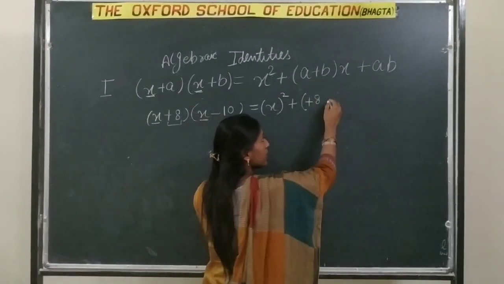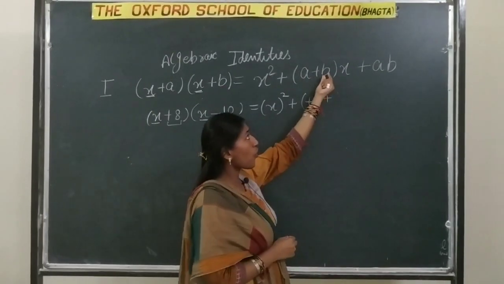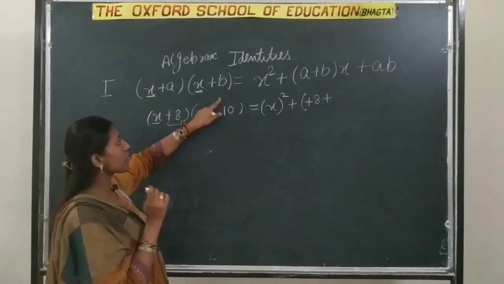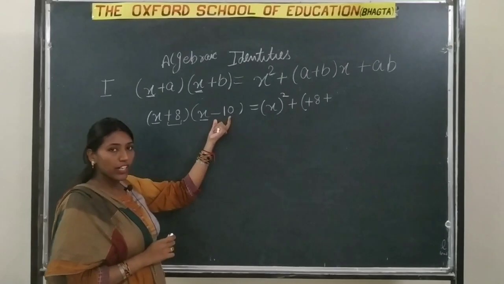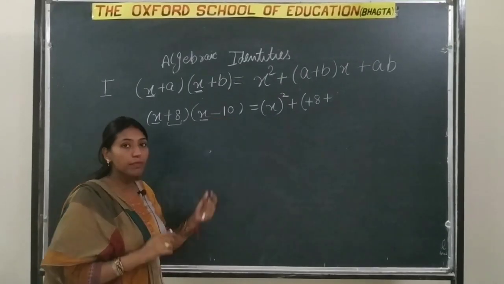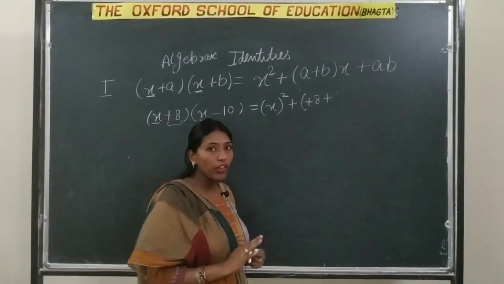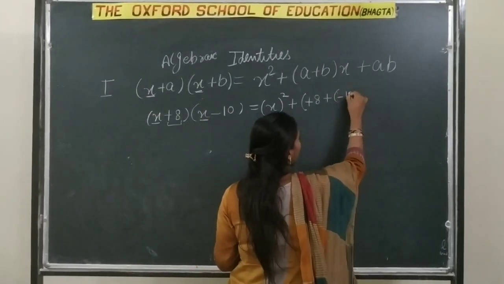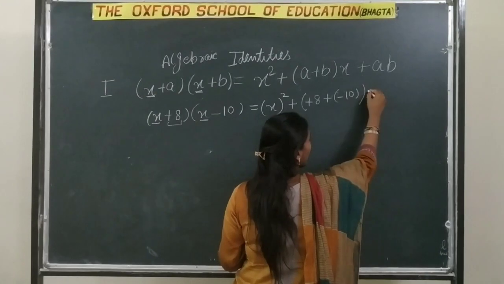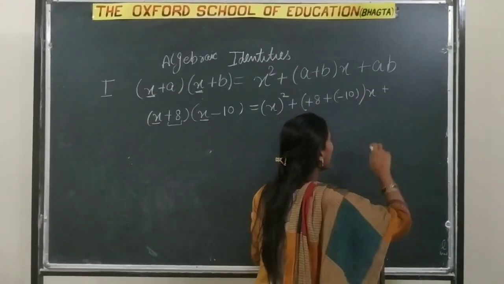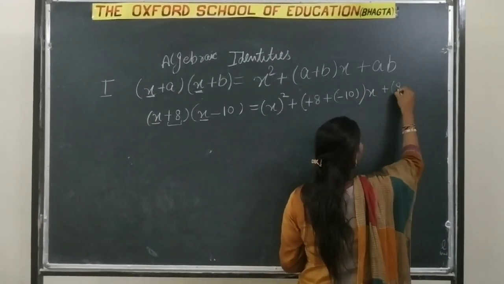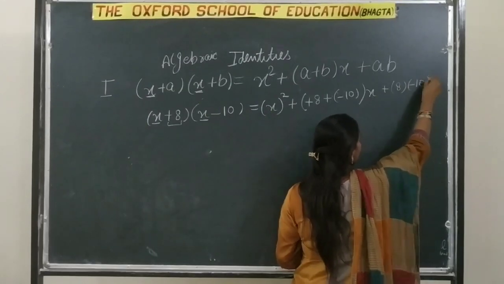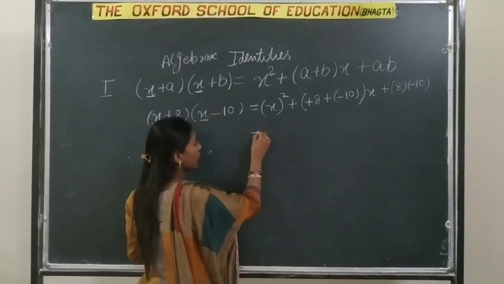Now plus sign. Now the value of b. So compare this with this. What is the value of b? Value of b is minus 10. You will not write only 10, you will write minus 10. So value of b is minus 10, times the variable x, plus, again put the value of a and b, 8 and minus 10. Now solve this.